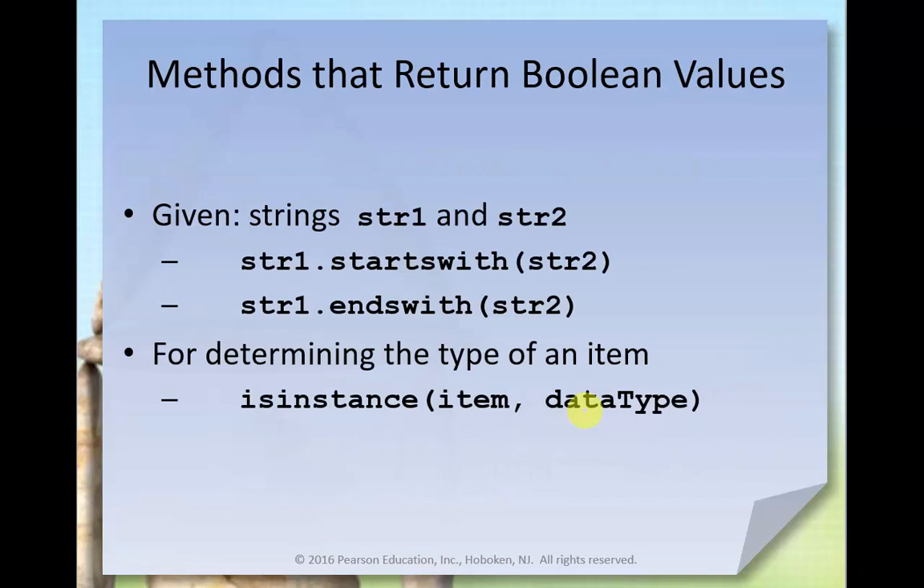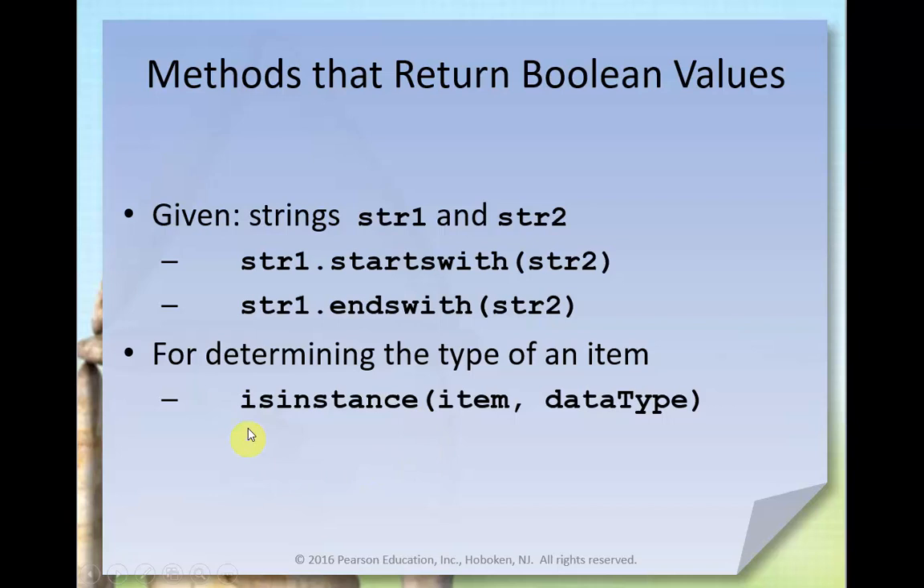So these are certain methods that return Boolean values. If you're testing certain conditions, this can be useful. Here's a couple of strings, and it says string 1, does it start with string 2? Well, true or false, it's going to return a Boolean value. String 1, does it end with something else? So these are useful conditions to be able to evaluate for loops and other types of things like that.